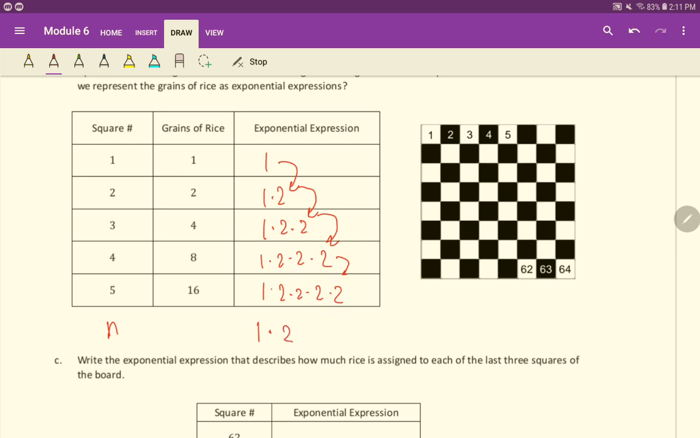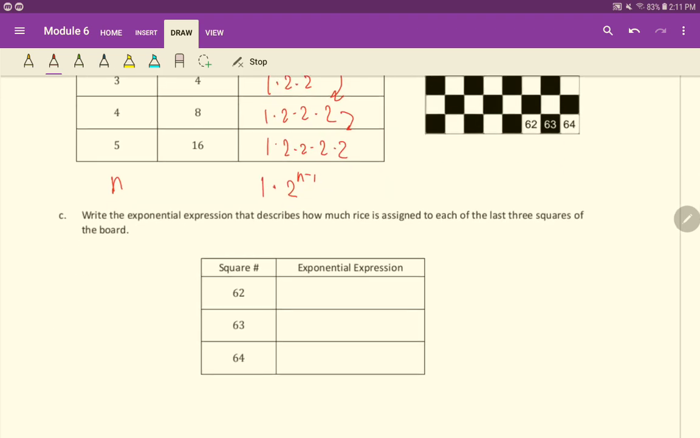So in other words, it's 2 multiplied with itself n minus 1 times, where n is the number of the square. It's not n, because if that were the case, for example, if 5, we would have 5 twos here, but we don't have 5, we have 4 of them. So it's n take away 1. So this is our exponential expression.